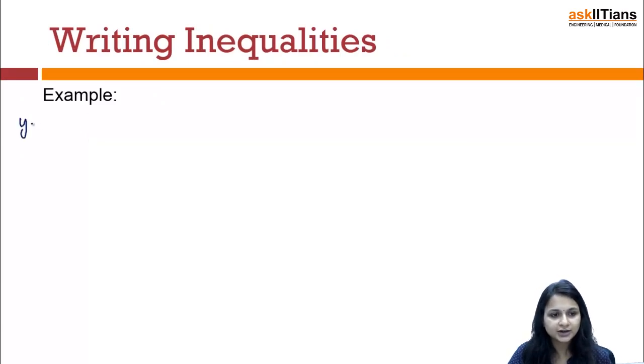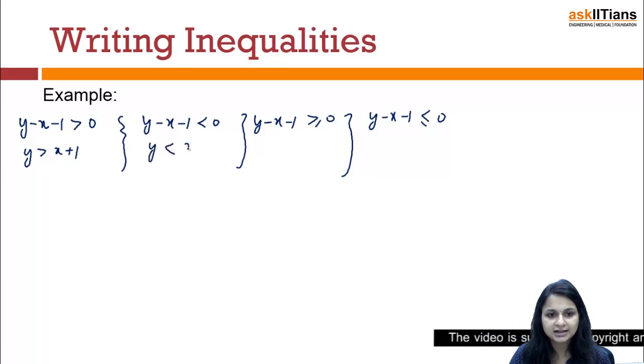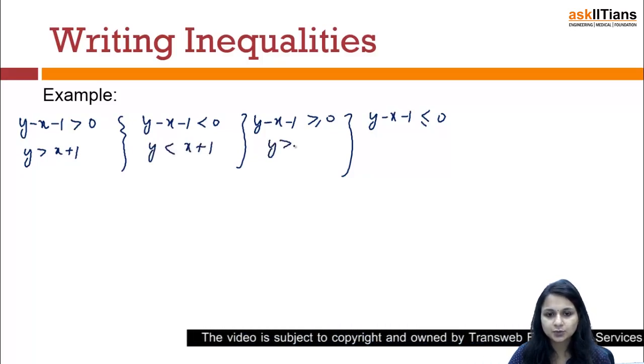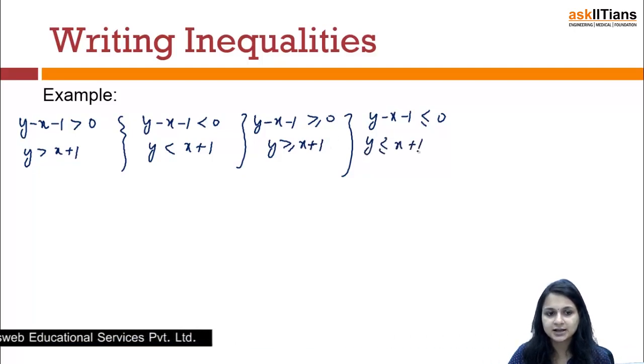Here I am taking a case when I have y minus x minus 1 greater than 0. Then I am taking a case y minus x minus 1 less than 0, y minus x minus 1 greater than equal to 0, y minus x minus 1 less than equal to 0. The first thing that we will be doing is expressing it in y equal to mx plus c form. So let's do it. This becomes y greater than x plus 1, this becomes y less than x plus 1, this becomes y greater than equal to x plus 1, and this becomes y less than equal to x plus 1.